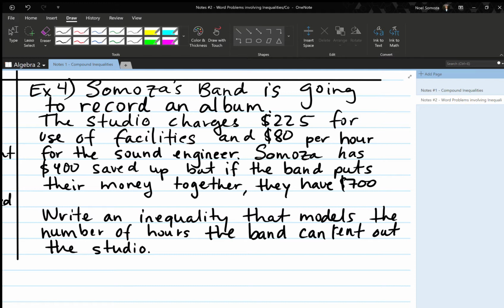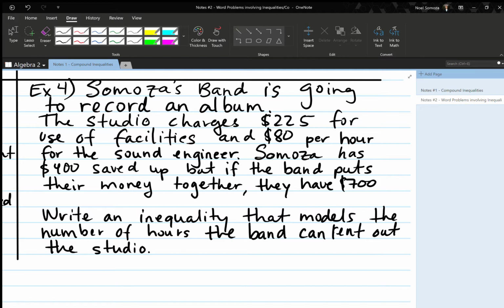I have $400 saved up, but if my band puts all their money together, in total we have $700. So we want to write an inequality that models the number of hours that the band can rent out the studio. We want to know how many hours we can be in there, what's my minimum and what's my maximum number of hours, so that I don't go over the 700 because then we won't be able to pay.